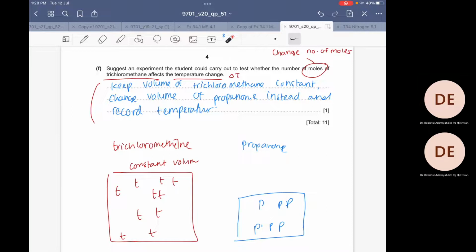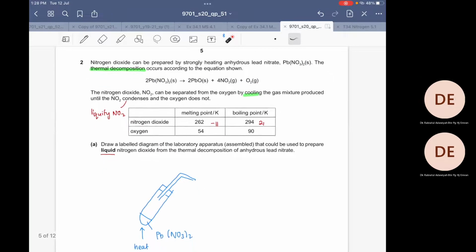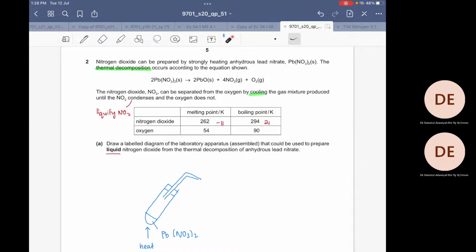Next, we move on to question 2. Nitrogen dioxide can be prepared by strongly heating lead nitrate. This is a thermal decomposition. So when you heat lead nitrate, you form a solid lead oxide, you form nitrogen dioxide gas, and you form oxygen gas. So there are 2 types of gases here.